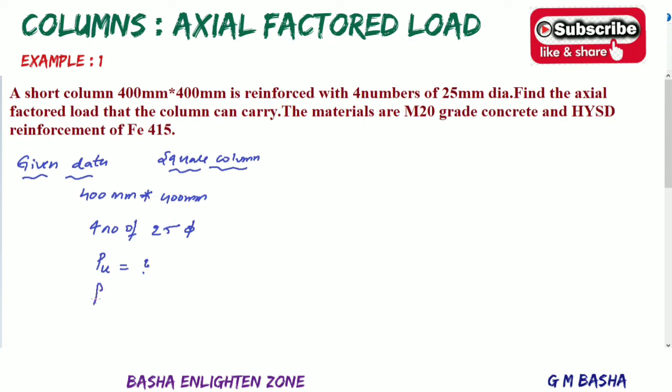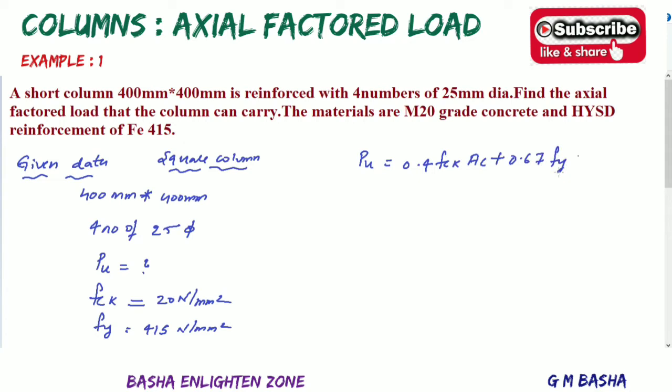The materials are given. M20 grade concrete means fck is 20 Newton per mm square, and fy is 415 Newton per mm square. So what is the formula I told you in the last concept for finding axially loaded short columns? That is Pu equal to 0.4 fck Ac plus 0.67 fy Asc.